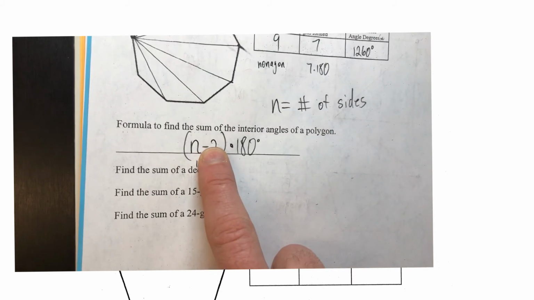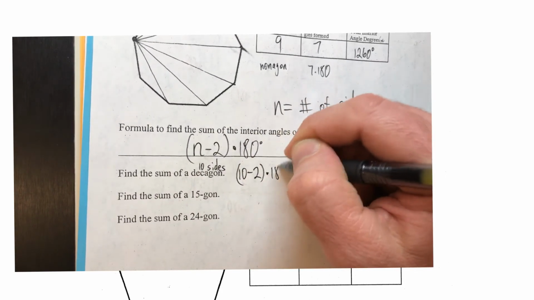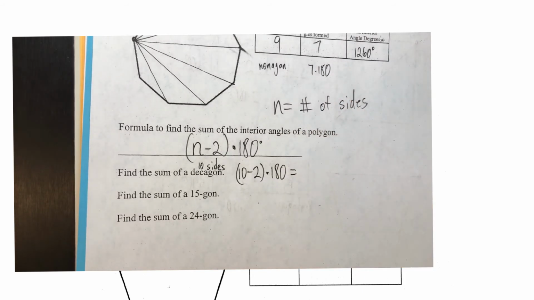Okay, that's where we're going to use this thing right here. So I'm going to go 10 minus 2 times 180. And you have to put that 10 minus 2 in parentheses. Okay, I want you to type that in your calculator. I want to come around and see that in everybody's calculator. Make sure you put that 10 minus 2 in parentheses.